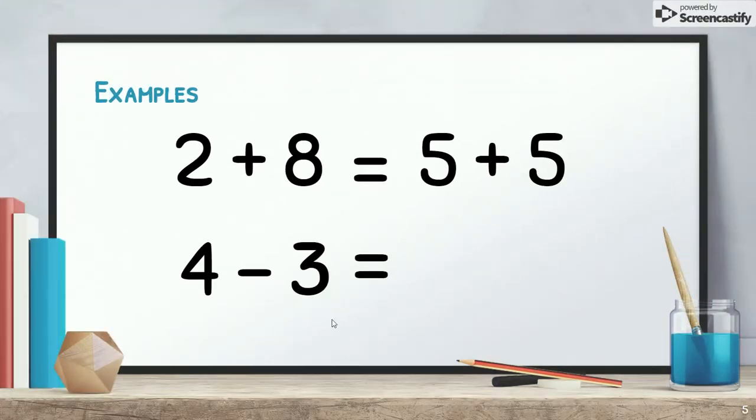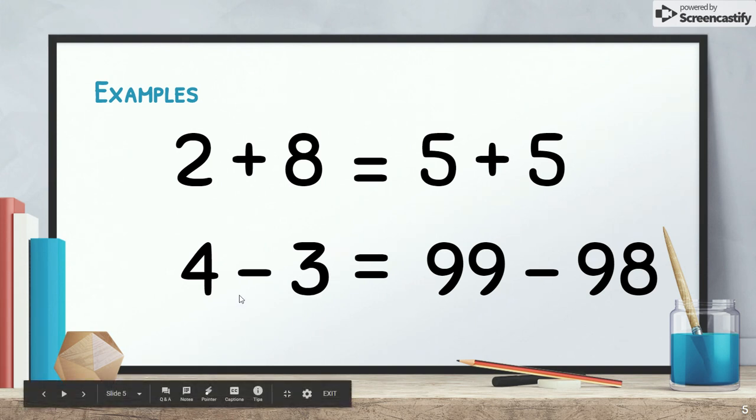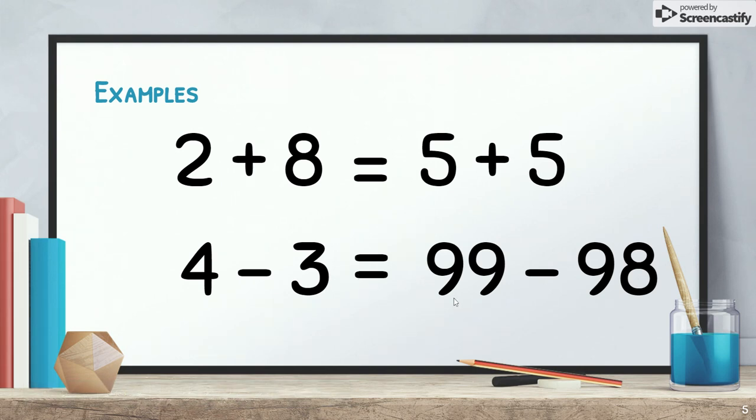Okay, so 4 minus 3, as we know, is 1. Go ahead and share your examples that you came up with on your own. My example is 99 minus 98. 99 minus 98 is equal to 1, the same way that 4 minus 3 is equal to 1. Therefore, 4 minus 3 is equivalent or equal to 99 minus 98.